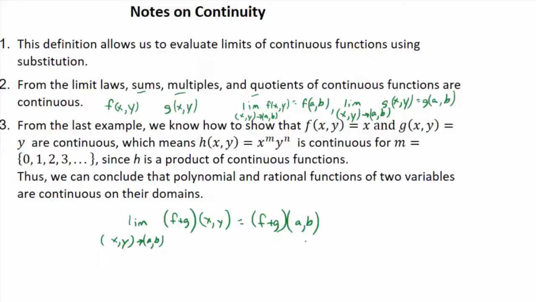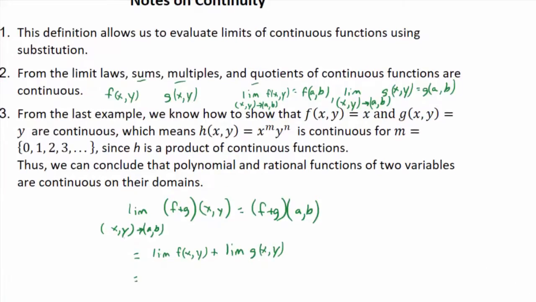But we know that that's true because the limit laws allow us to break up the sum into the limit. Now I'm going to do something I ask you guys never to do. I'm going to leave off the notation because I want to get you out of here in a reasonable amount of time. I know that this limit breaks up to be the limit of f of (x, y) plus the limit of g of (x, y), with the assumption that (x, y) is approaching (a, b). And since I know both of these individually are continuous, I know this is f of (a, b). I know this is g of (a, b).